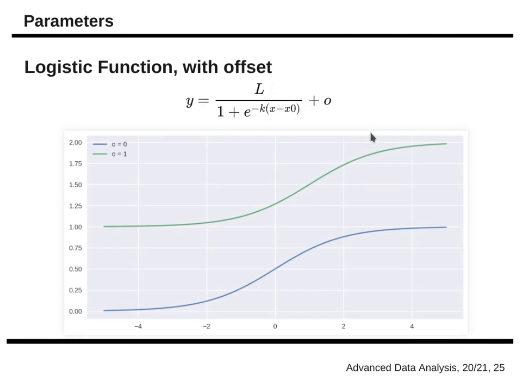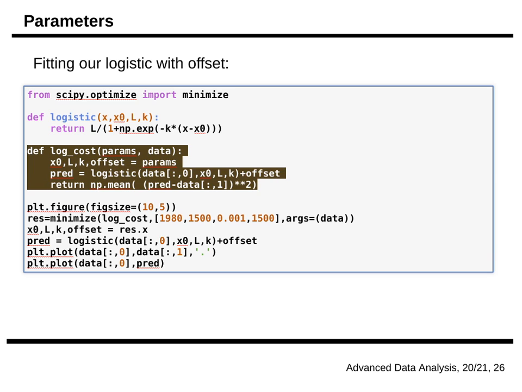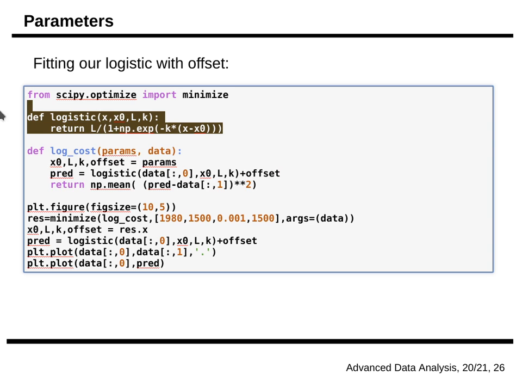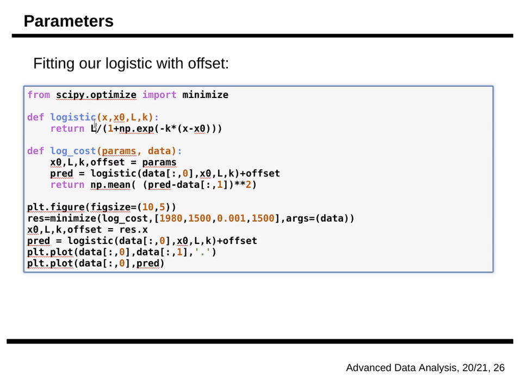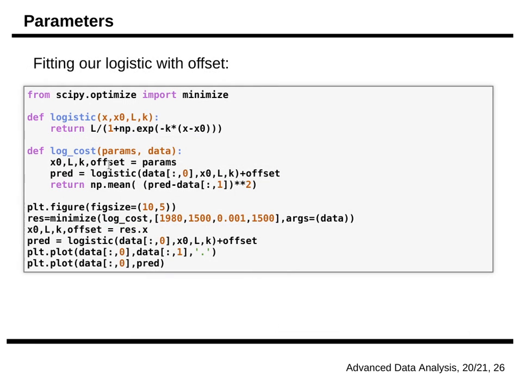We already saw how to do this. So we use the minimize function from SciPy optimize, and we create a loss or cost function that we're going to minimize to adjust the parameters. So in this case, this is just the logistic function here. So L over 1 plus e raised to minus k times (x minus x0). This is just the transcription of this function here to Python.